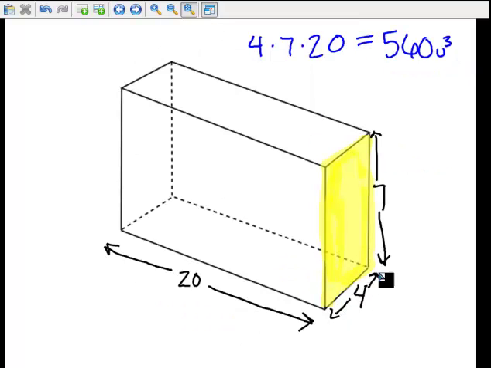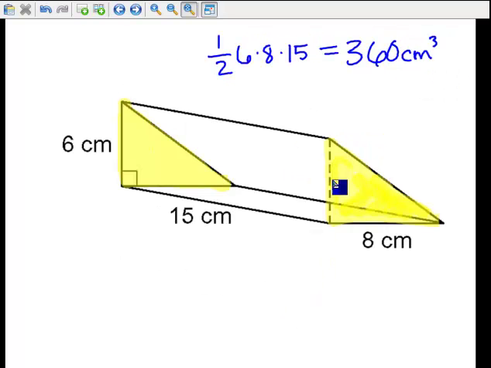The base here, 4 times 7, and then times 20, gives us 560 units cubed. Here we have a triangular base, so we take 1/2 the base times the height, and then we take that times the length, or times the prism height, and we get 360 centimeters cubed.